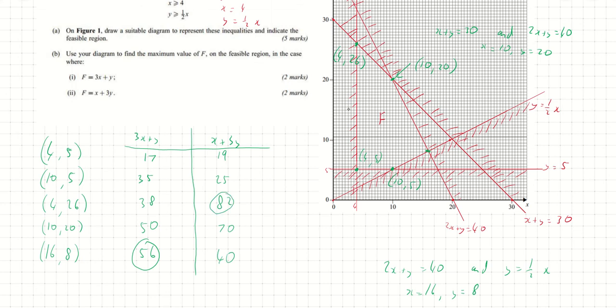So going back to the question, the maximum of 3x plus y is 56 when x equals 16 and y equals 8. And our maximum for x plus 3y was 82 when x equals 4 and y equals 26. And that's the solution to this problem.